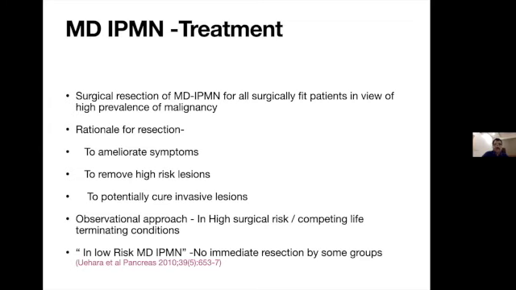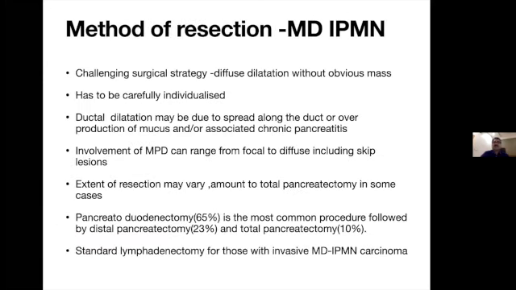You can always observe. But in some patients with a low risk main duct IPMN, where the ductal dimension is only 5 mm without any mural nodule, some group has put forward the observational management, but it is not very well accepted. So what is the method of resection in main duct IPMN? It's a very challenging strategy because of the diffuse dilatation without a mass. If there is a definite tumor, we can always resect it with a negative margin. So the surgical resection has to be individualized depending upon the type of lesion.